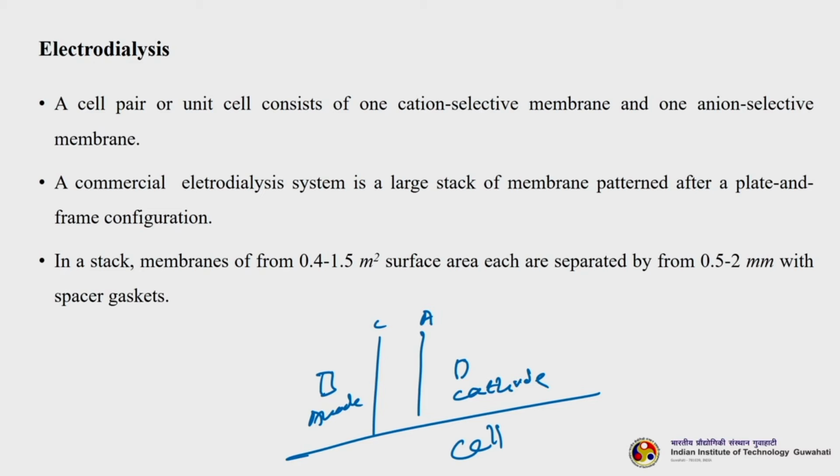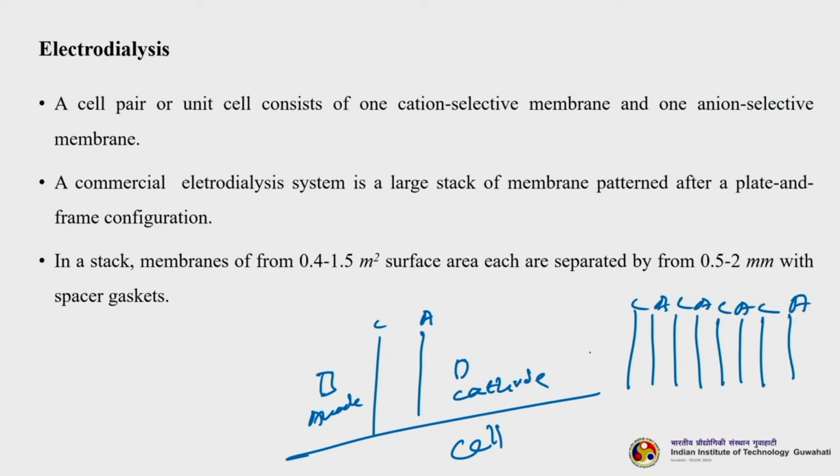So, a commercial electrodialysis system is a large stack of membranes patterned after a plate and frame configuration. For commercial systems we have CA, CA, CA, CA like this, alternately in series. Then we have the anode here and the cathode here. So, you apply an electric potential and then do the separation.